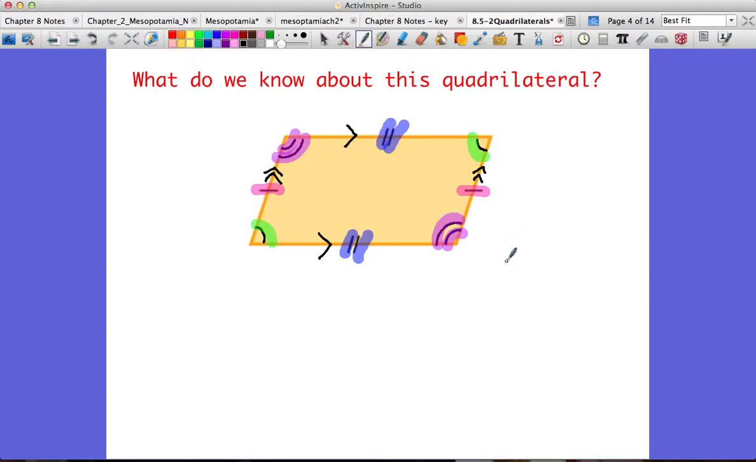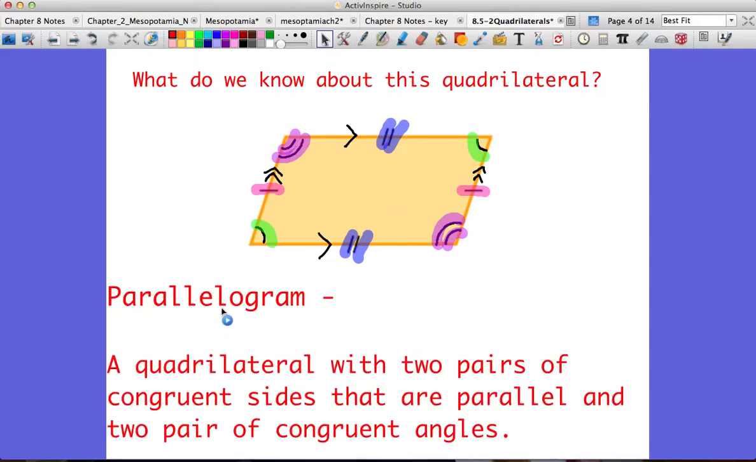However, when we're looking at our definition, this quadrilateral is what we call a parallelogram. A parallelogram is a quadrilateral with two pairs of congruent sides that are parallel and two pair of congruent angles. You'll notice that here you have two lines, and on this side you only have one line. This helps us understand that only this side and this side are congruent to one another, and this side and this side are congruent to one another. All four sides are not congruent in this case because this one has two lines and this one only has one.